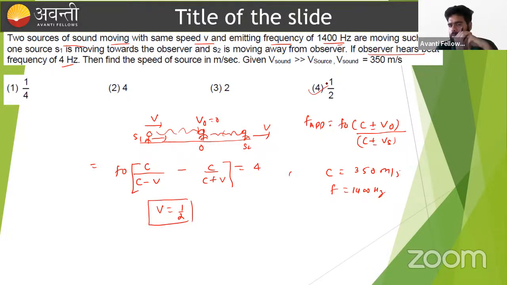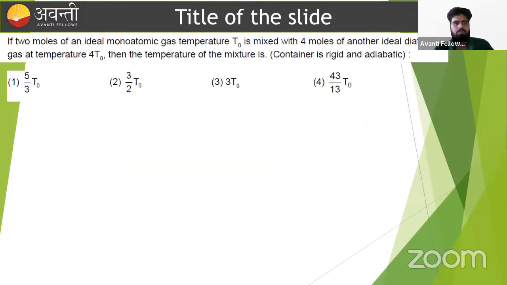What is the concept we have to see here? If the observer is at rest, then we put this value as 0. And when will the maximum frequency be heard by the observer? When this thing becomes lesser, then we have to put a negative sign here. Here the beat frequency is given, it means the difference of two frequencies is given here.